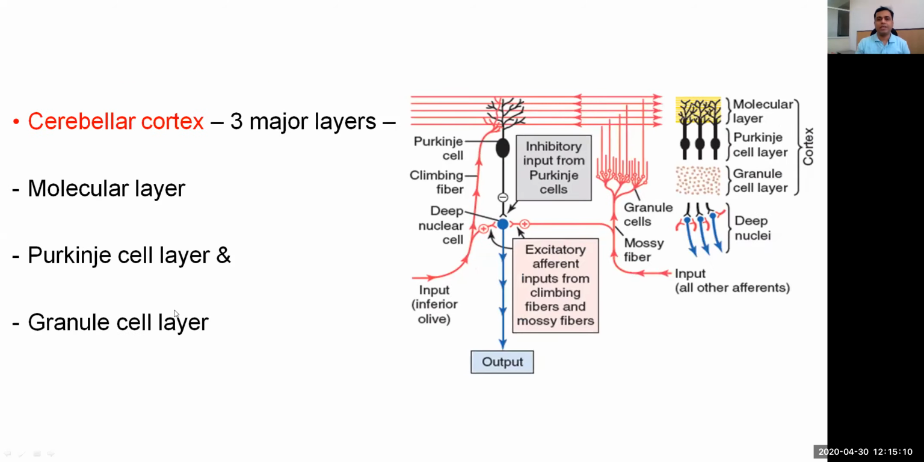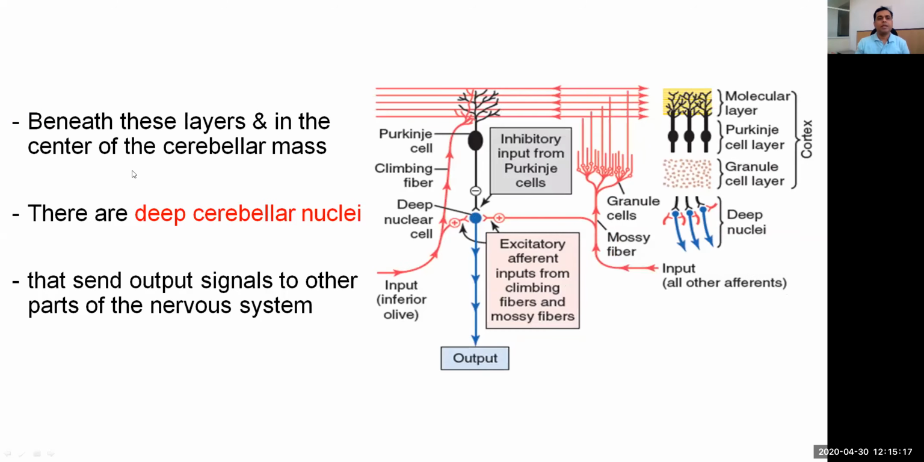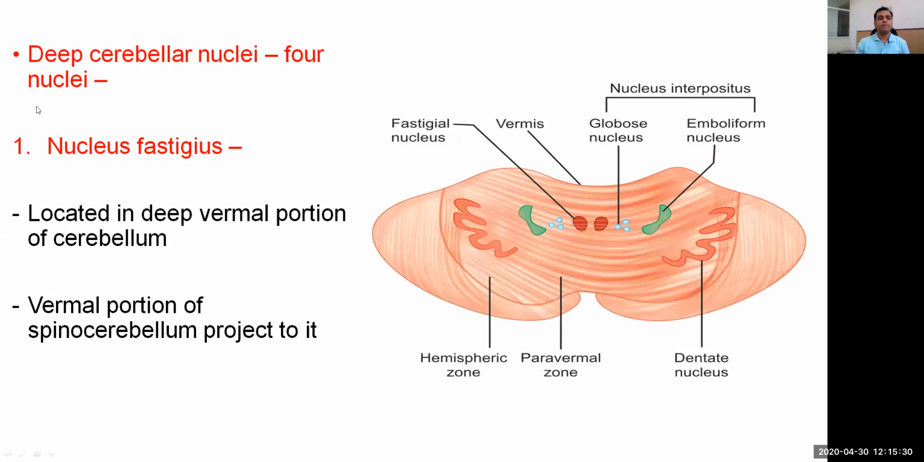Cerebellar cortex has three major layers: molecular layer, Purkinje cell layer, and the granular cell layer. Beneath this layer, in the center of the cerebellar mass, there are located deep cerebellar nuclei. These are the deep cerebellar nuclei which send output signals to other parts of the nervous system. Deep cerebellar nuclei are of four types.